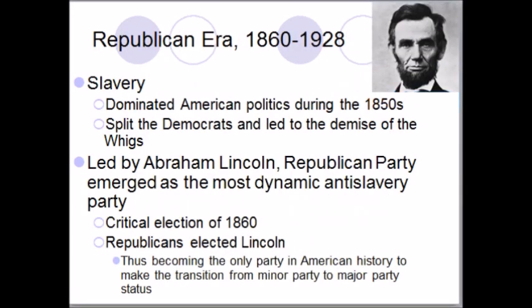We have the Republican era from 1860 to 1928. And the large thing that the Republican stance was on was slavery. It dominated American politics, and it split the Democrats and led to the demise of the Whigs. And the Republican Party was led by yours truly, Abraham Lincoln. And in 1860, there was a critical election because this was all about the slavery issue. Republicans elected Lincoln, thus becoming the only party in American history to make the transition from minor party to major party.